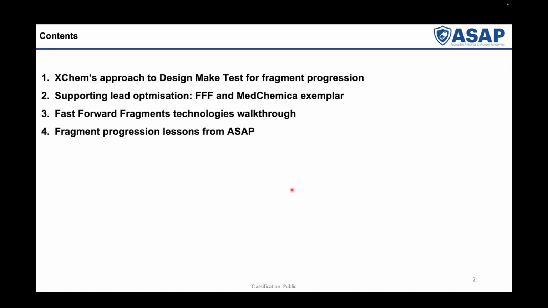So just a little bit of the overview of the talk today. I will reintroduce you to how XChem approaches the design, make, test bit of the DMTA cycle for fragment progression. And as mentioned, I will walk you through an exemplar where we applied FFF together with MedChemica for lead optimization on the ASAP program. And then I will walk you through some details of the fast-forward fragments technologies, and then also finish off with just some lessons learned so far.